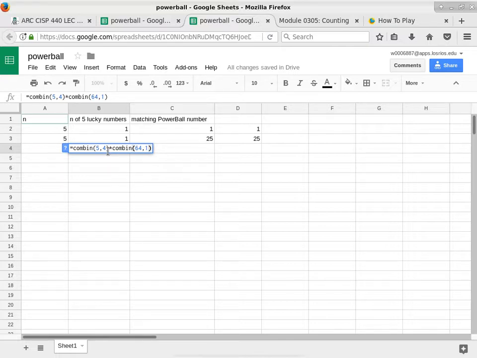These are the 5 lucky numbers. Oh, I see. So regardless of how many of the 5 lucky numbers you want to draw from, it doesn't change the number of unlucky numbers. It's still 64. Okay, very good.